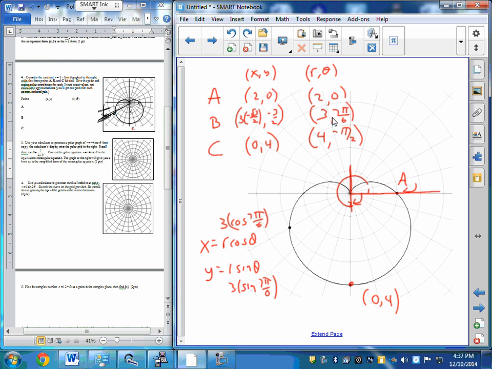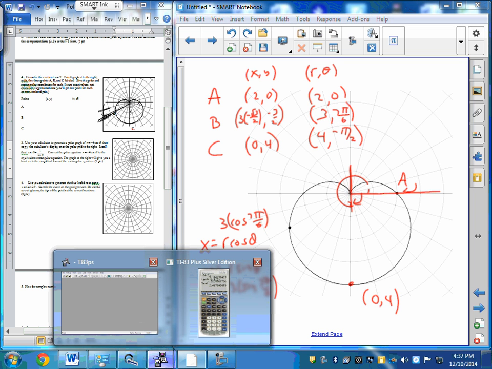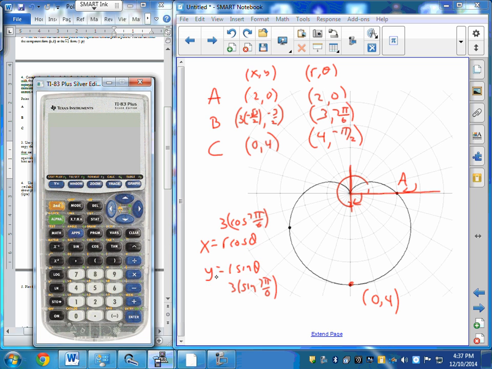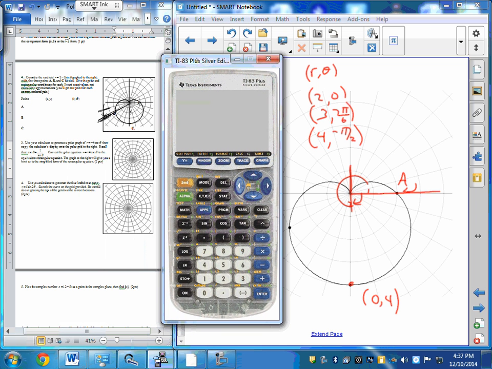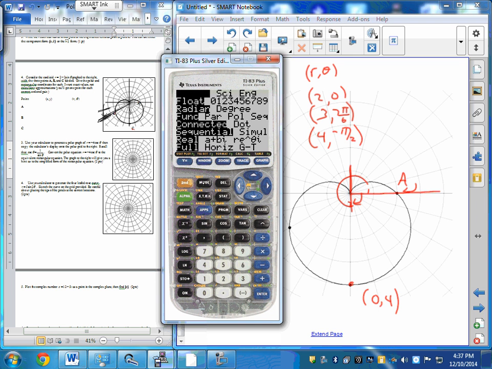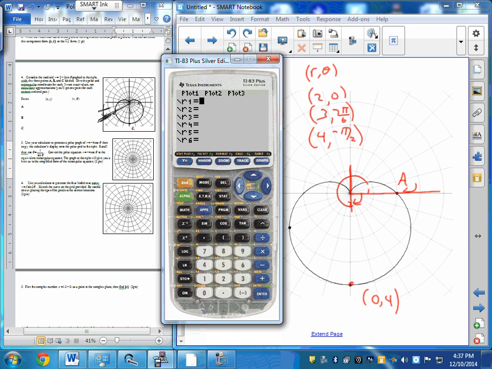Okay, so that takes care of the cardioid. Now use your calculator in polar mode to see if we can come up with the graph of r is equal to negative 4 cosecant theta. Okay, so the first thing we'll do is we'll put it in polar mode because we're supposed to do r equals. And we get r is equal to negative 4.